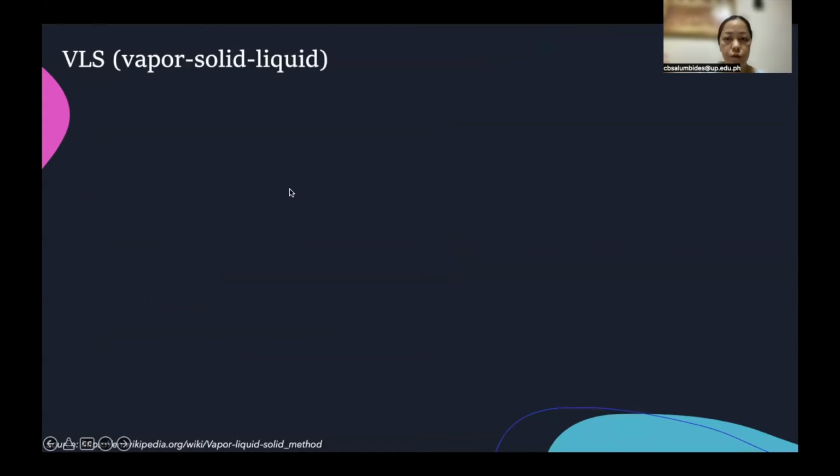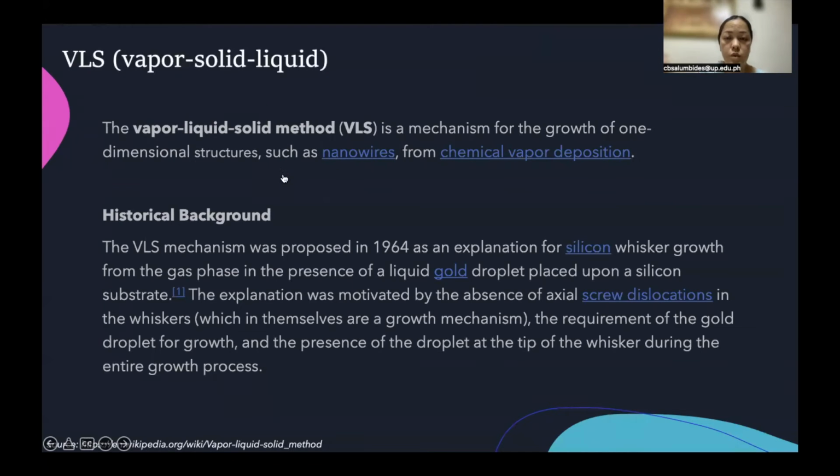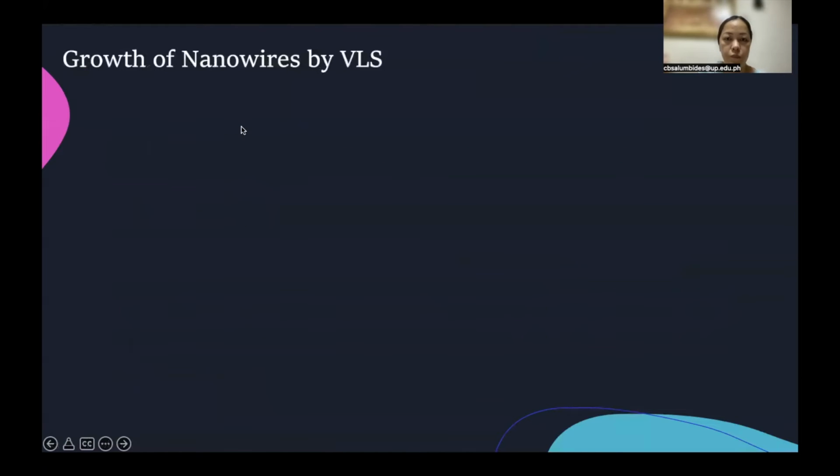To begin, let's have a short review of what VLS is. VLS stands for vapor liquid solid method, and it is a mechanism for the growth of one-dimensional structures such as nanowires, typically from chemical vapor deposition. VLS was proposed in 1964 to explain how whiskers grow from a silicon gas phase in the presence of a gold droplet upon a silicon substrate.